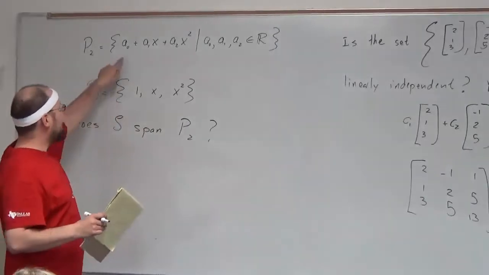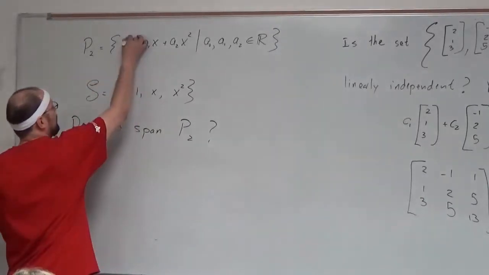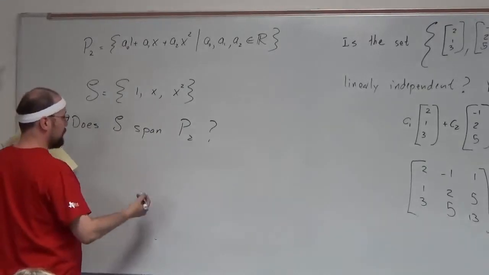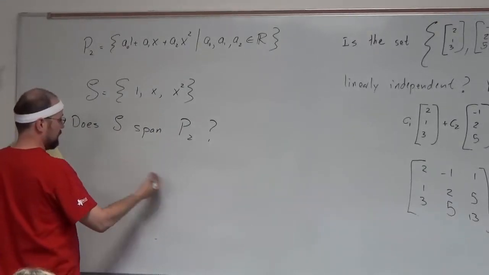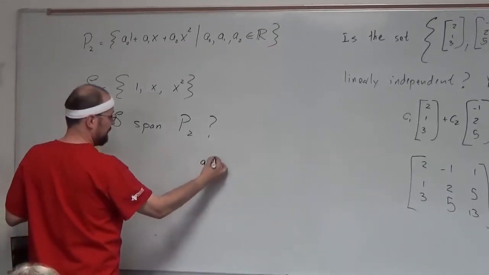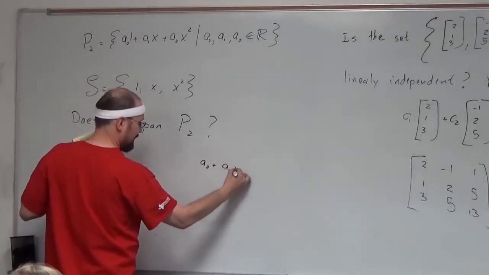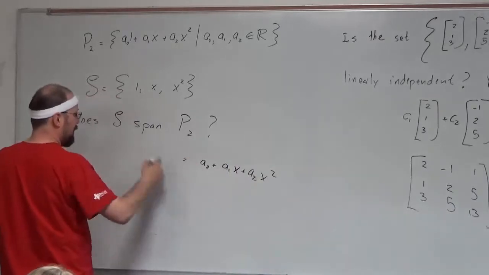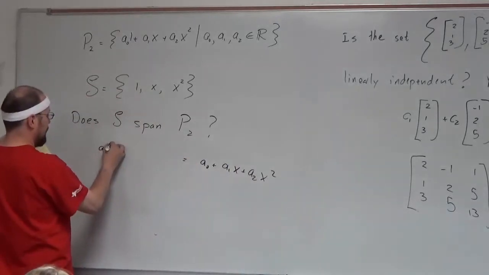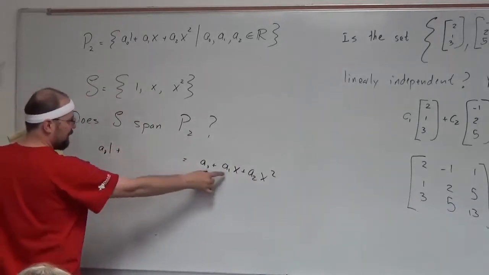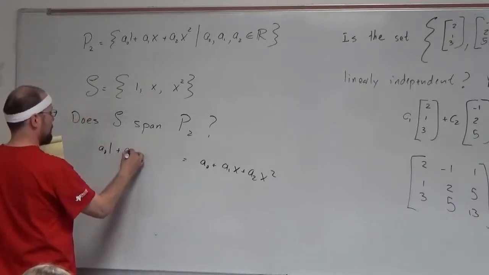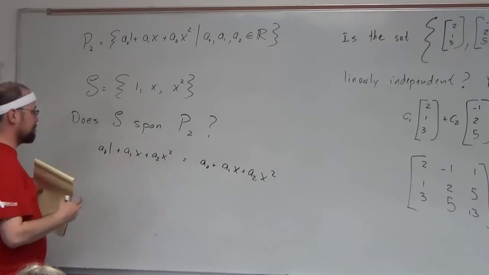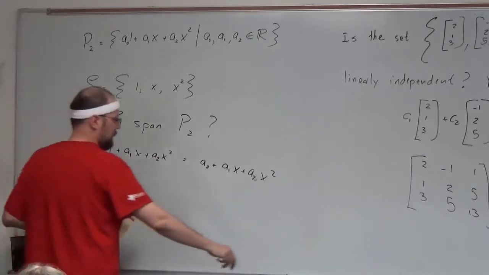Right? Because this is exactly a linear combination of these three things. So give me any polynomial of degree 2 or less, and I can express it as a linear combination of these three things. The coefficients are clearly A0, A1, and A2.